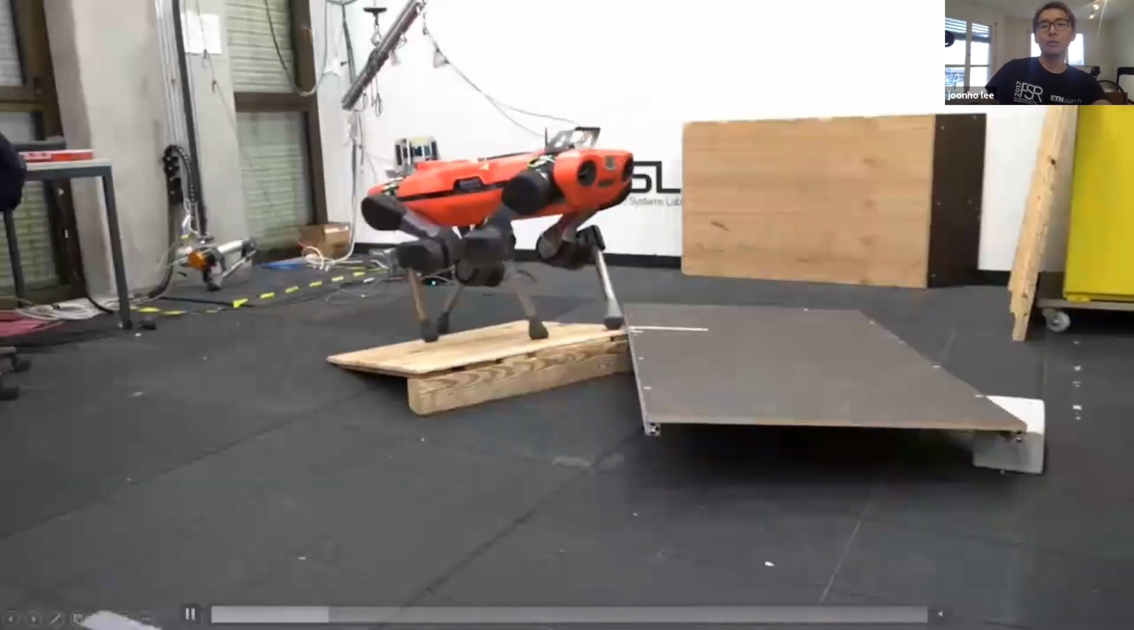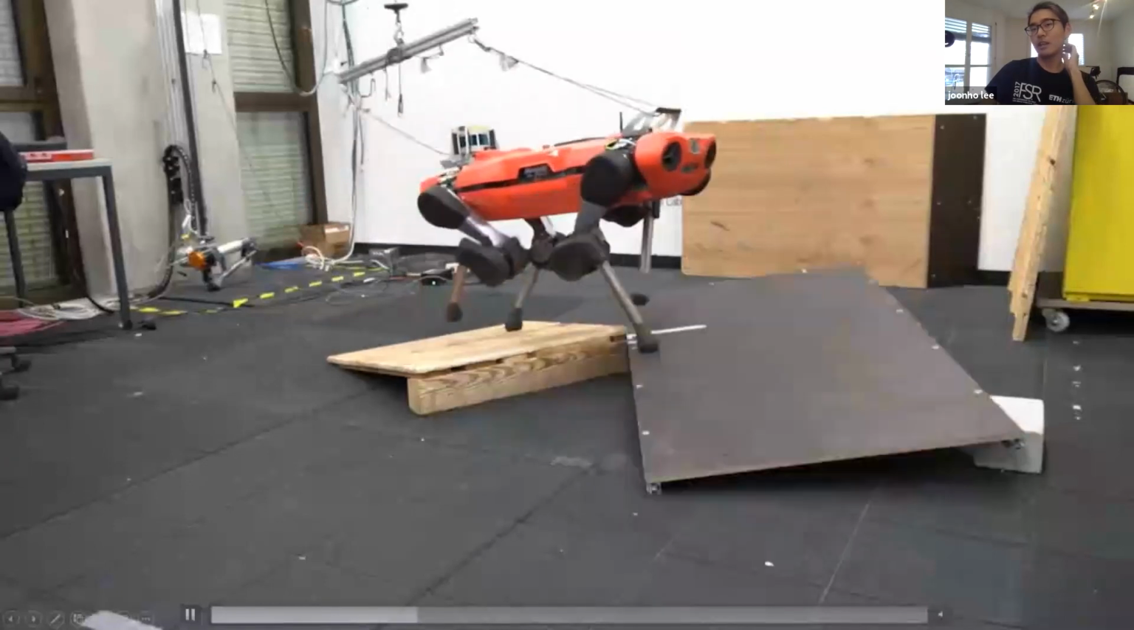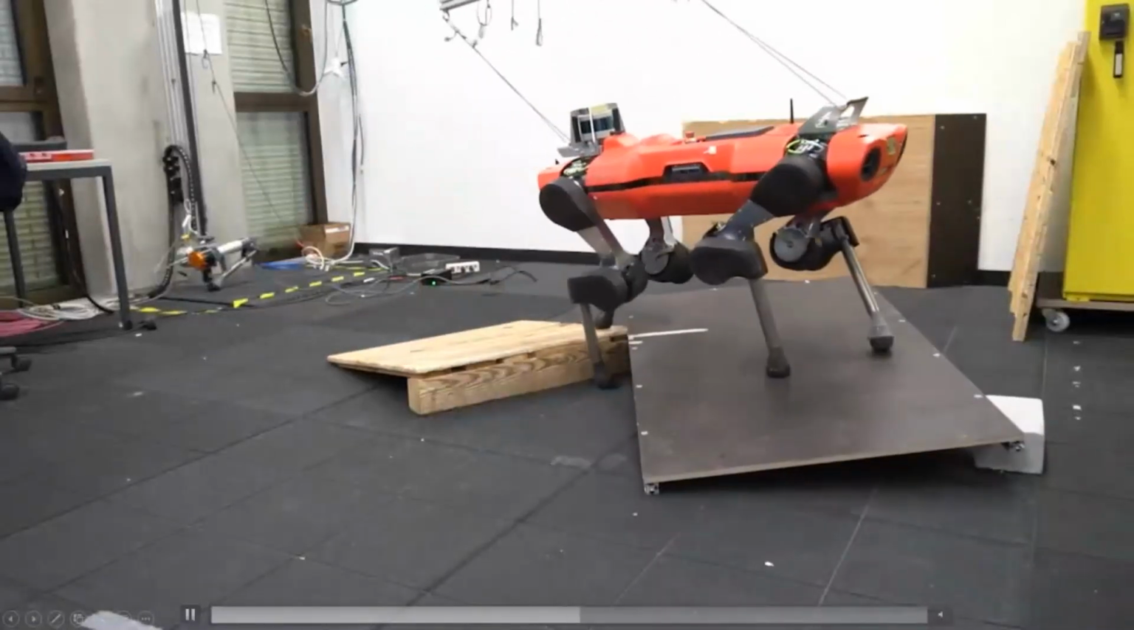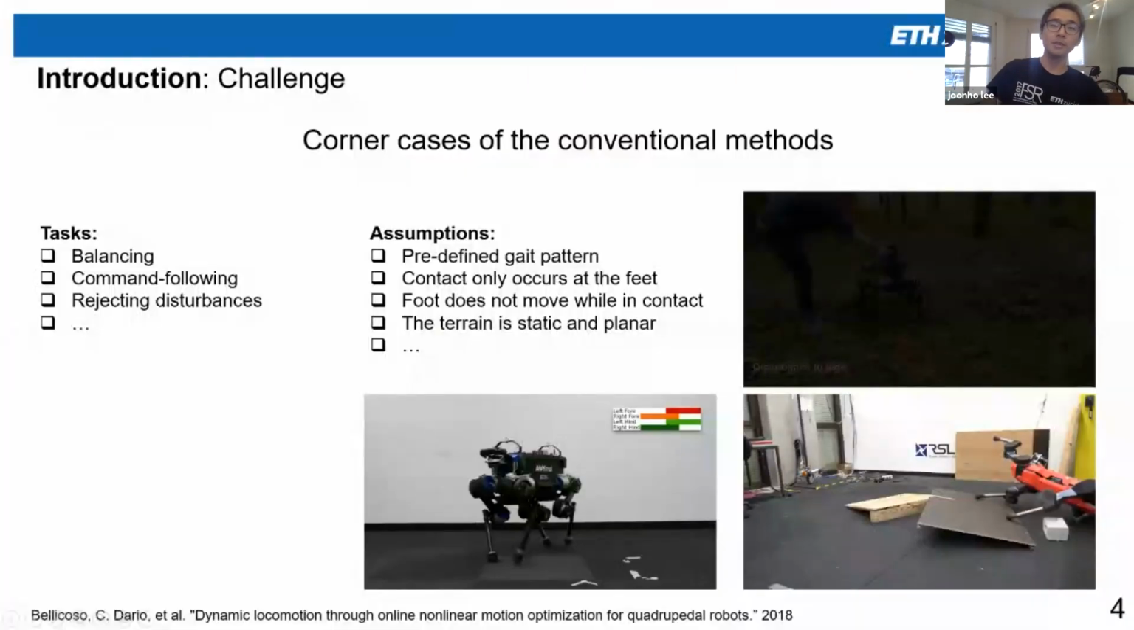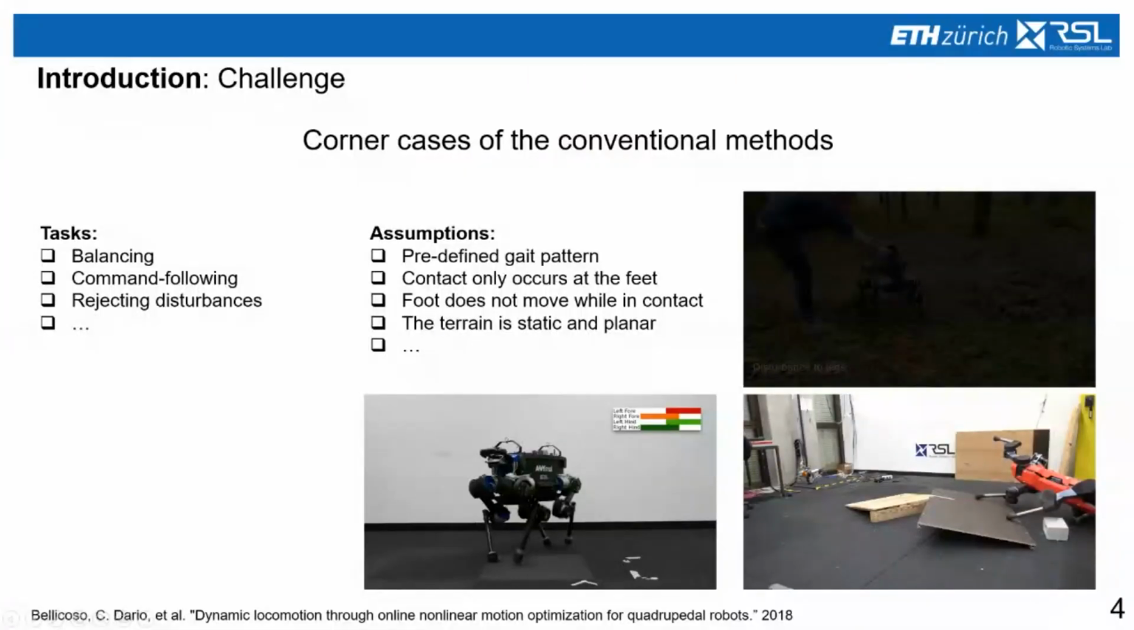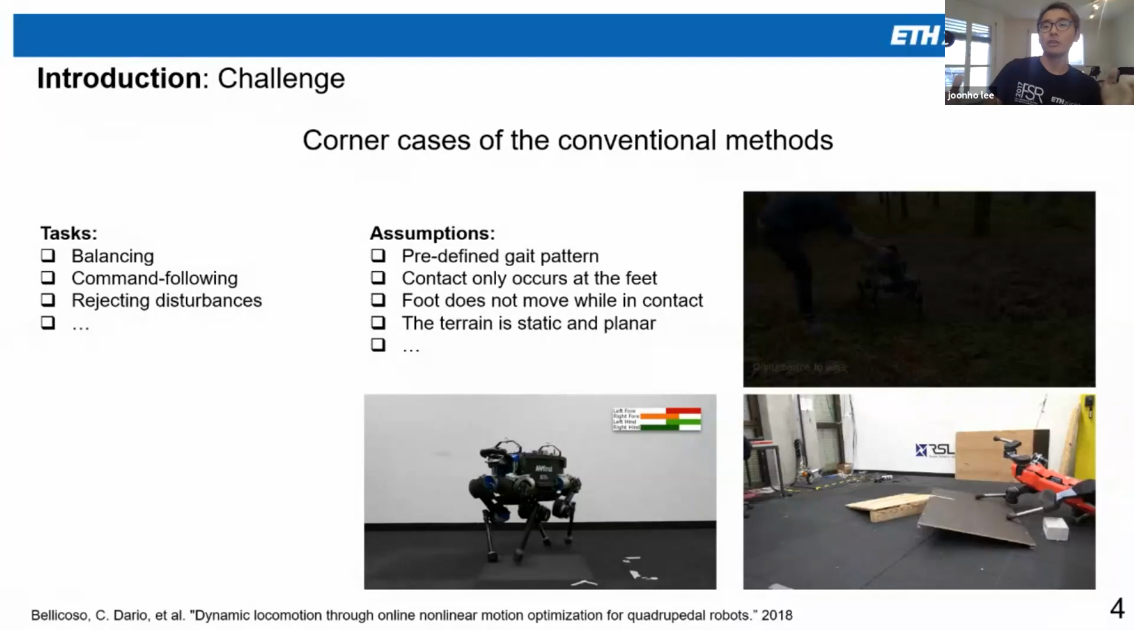For one more example, if the terrain is dynamic like this, you can see that the controller can easily diverge. There are many corner cases like this, and many well-known corner cases like this.